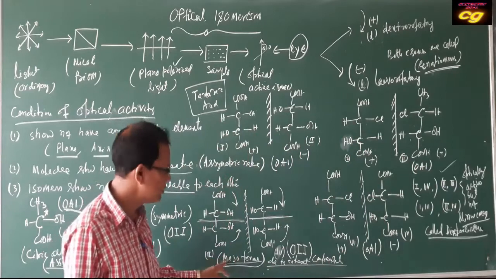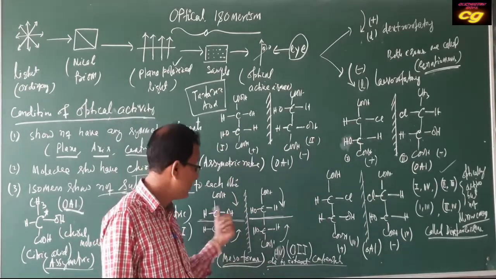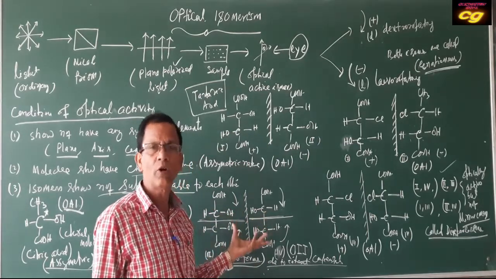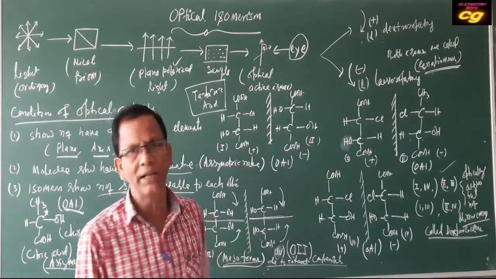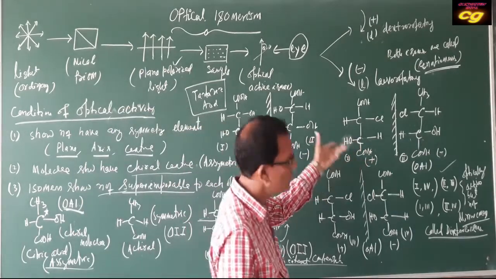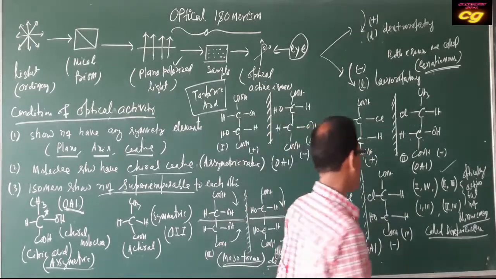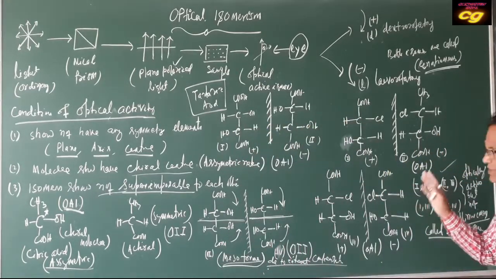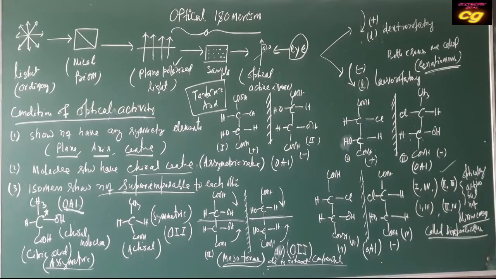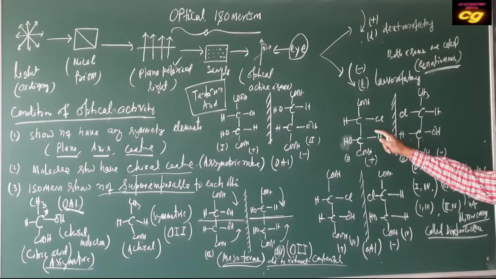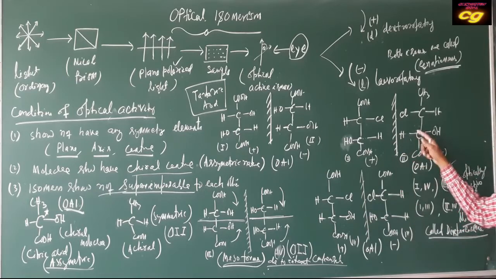But what are mesomers? Mesomers means mirror image but optically inactive. So these pairs of isomers are called diastereoisomers, which are not mirror images. Mainly they are not mirror images. 1 with 3, 1 with 4, 2 with 3, 2 with 4.